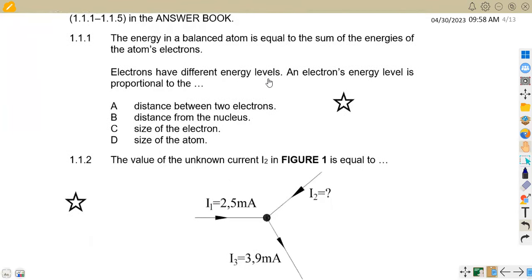The energy in a balanced atom is equal to the sum of the energies of the atom's electrons. Electrons have different energy levels, and an electron's energy level is proportional to what? So they're asking what an electron's energy level is proportional to. It is proportional to the distance from the nucleus. That is on B.